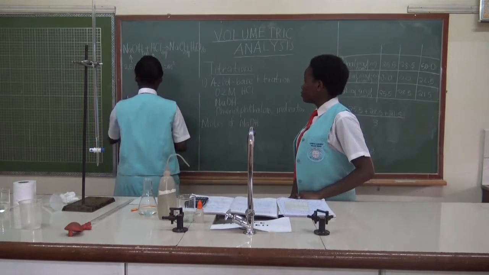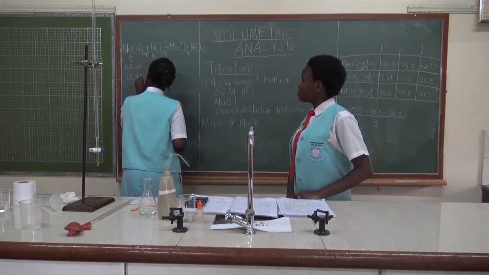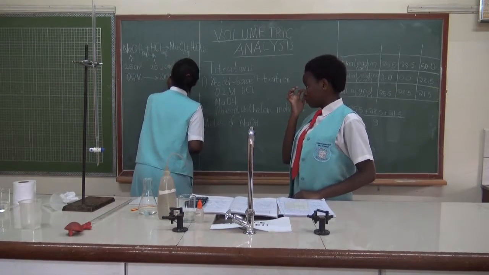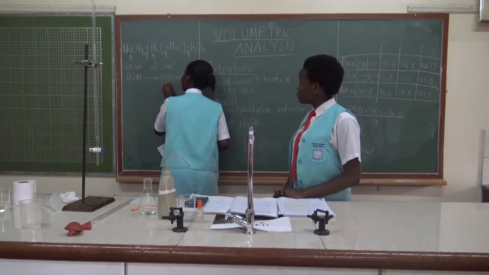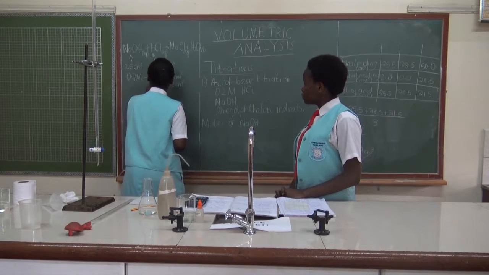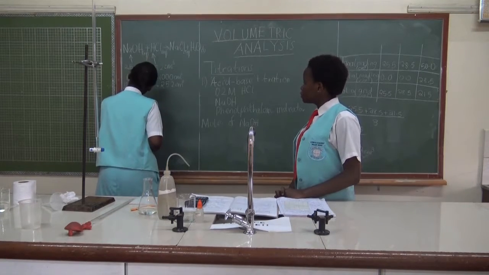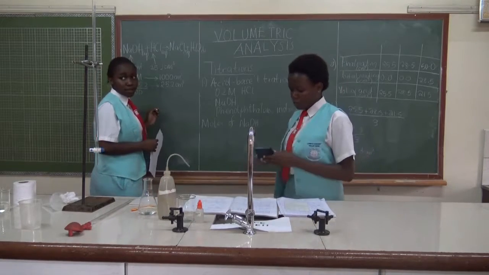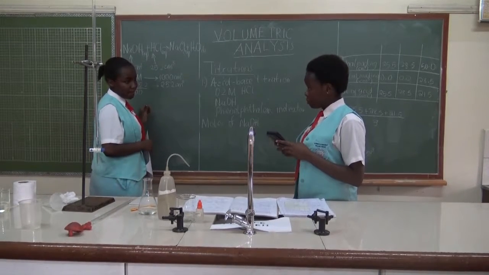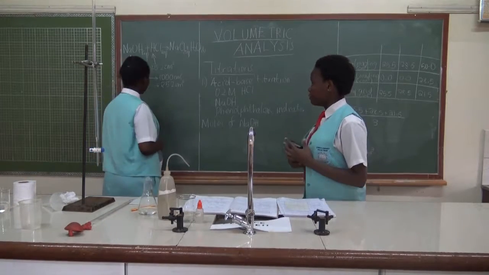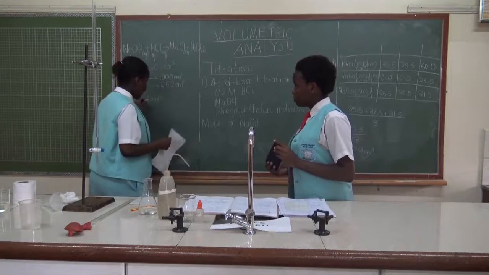So the moles of the acid used, we're given the molarity of the acid as 0.2 molar. So 0.2 moles is in 1,000 cubic centimeters. What about 25.2, which is the titer volume? So it will be 0.2 times 25.2 over 1,000, which gives us 0.005 moles. So these are moles of the acid used.